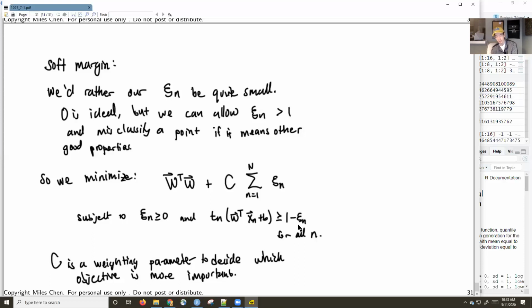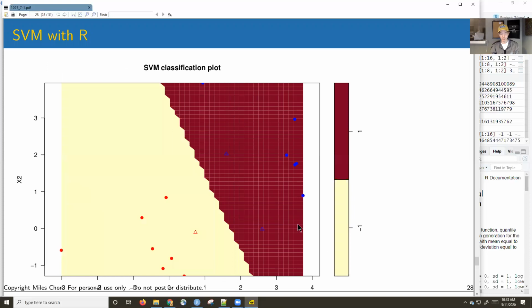Again, you can apply Lagrange multipliers and some kind of quadratic programming to search out the different solutions here. There's not a closed form solution, but we apply quadratic programming to search for it. Okay, and when you do that, it will find solutions like this when you do it with R, and I'll include some code for how to achieve this.